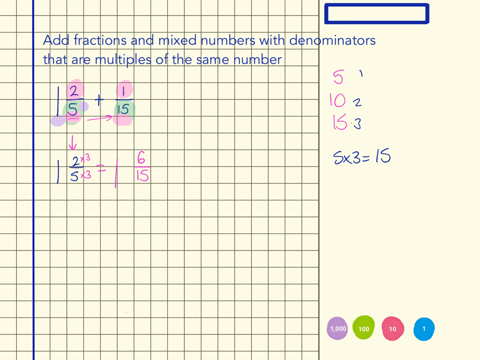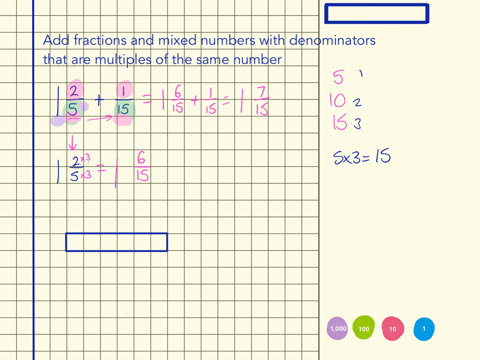Now that I know that, I can add that extra 15th to the equation. So my new question here is 1 and 6 over 15 plus 1 over 15, which is going to give me 1 and then 7 over 15. Very straightforward. The reason that we multiply the numerator and the denominator, I can show here with a bar.